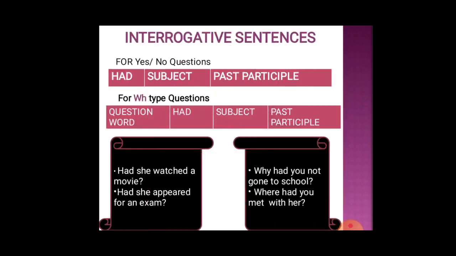Now interrogative sentences. For the first case, when it is used for a yes or no question, we use had, then subject, and then third form of verb, that is past participle. And for the second type of question, question word comes first, then had, then subject, and then past participle. Let's see the examples. Had she watched a movie? Had she appeared for an exam?